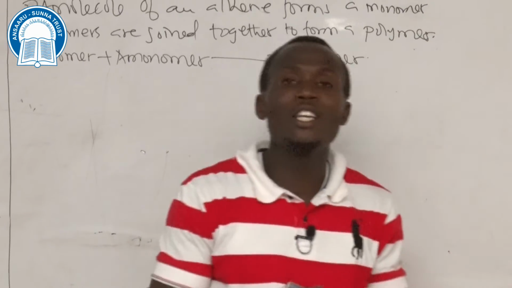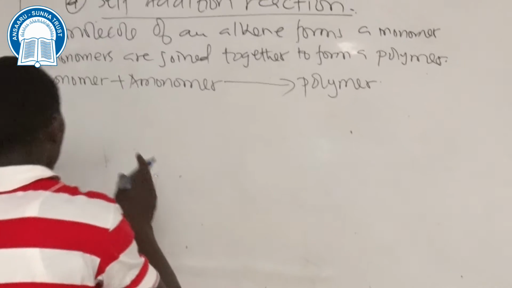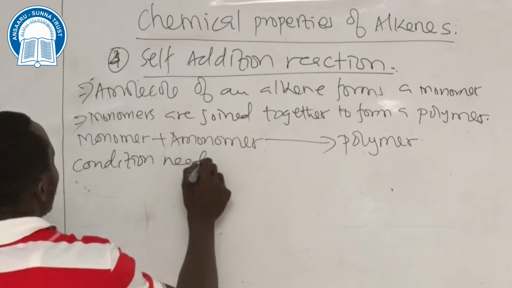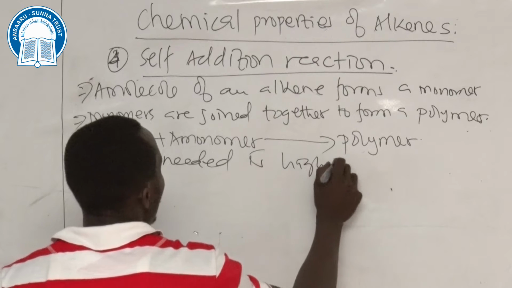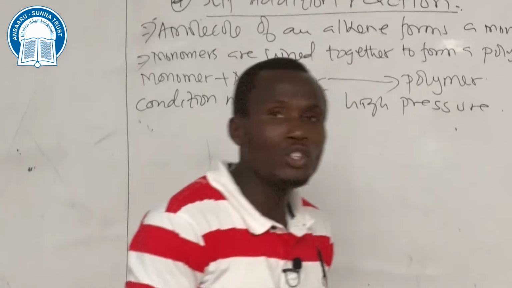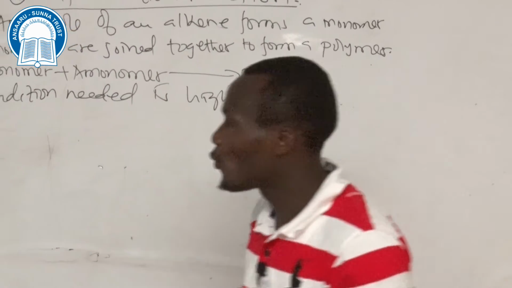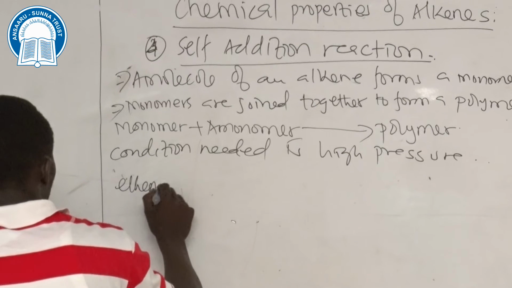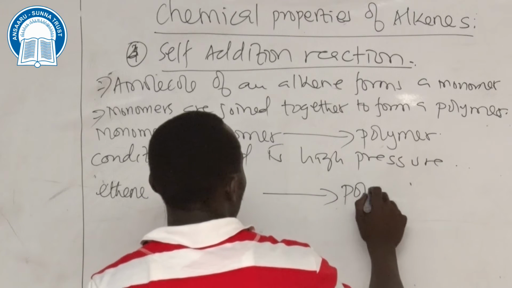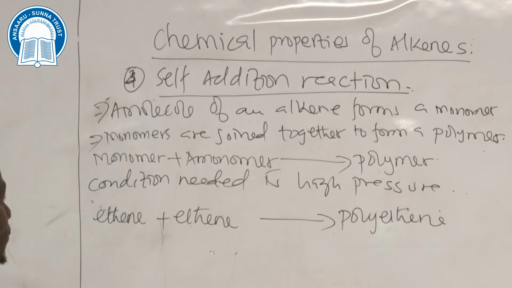The condition needed for the process of polymerization to take place is high pressure. We need high pressure for a monomer and a monomer to be joined. For example, let's have a look at ethene and ethene. If we have ethene plus another ethene, we get polyethene, which is the polymer.